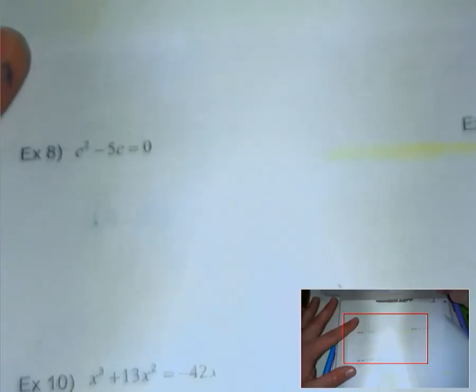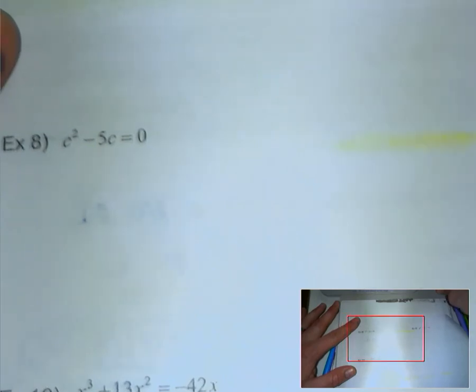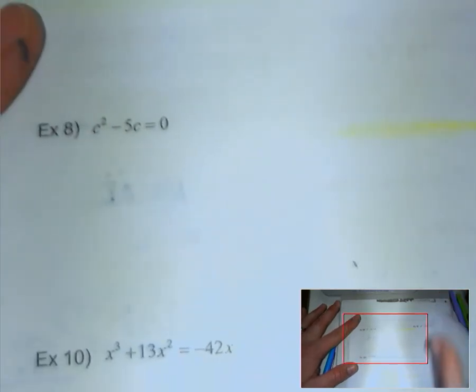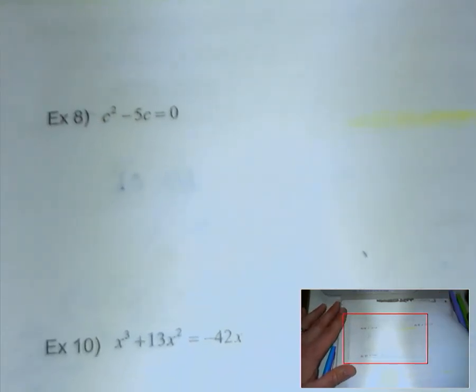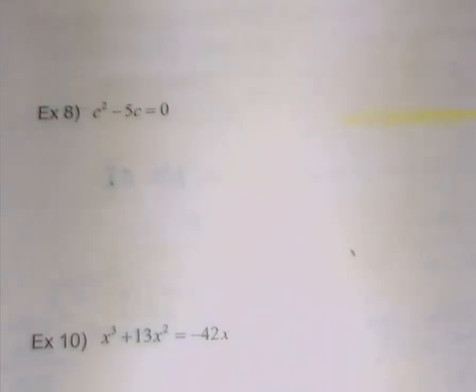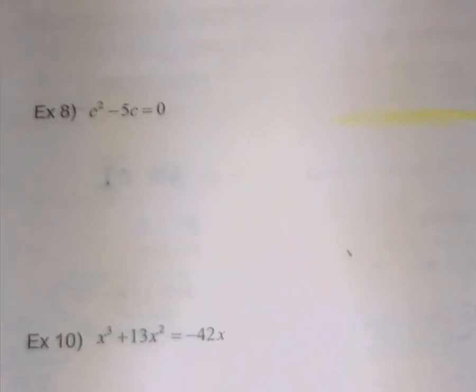Even pre-calc kids see this one and they freak out. You guys are algebra kids, so let's make sure we got this one. My pre-calc kids see this one, they're like, "Duh, I don't know what to do, Mr. Gotsch." And those guys are juniors and seniors. You guys are freshmen. C squared minus 5c equals 0.